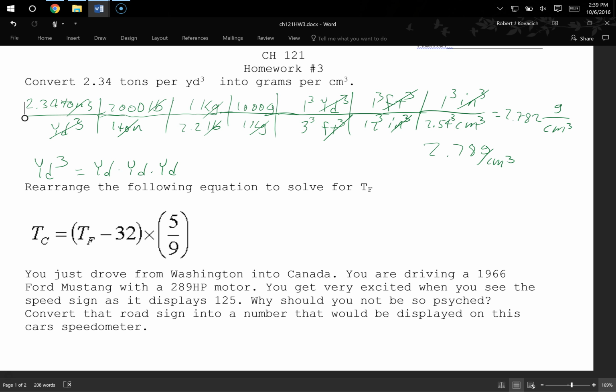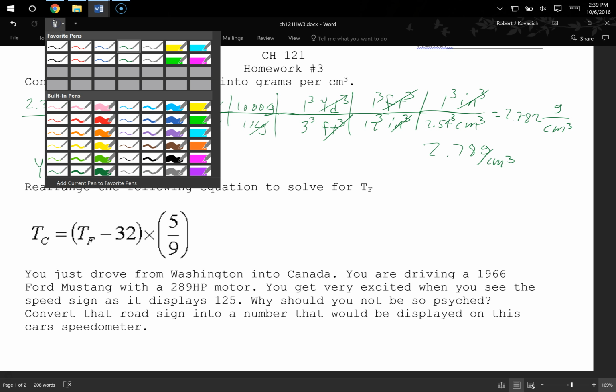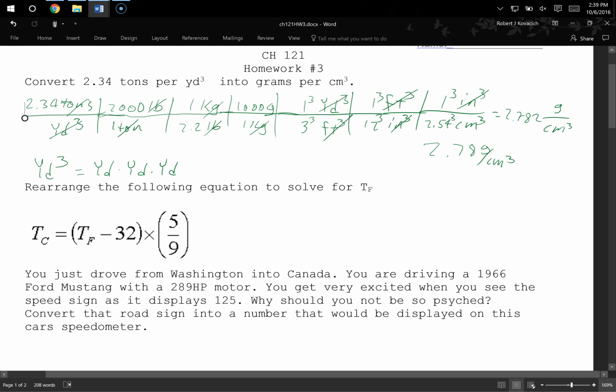Are we okay with that? That one was kind of complicated, so. But tell me what units I expect you to know in this unit conversion. Centimeters. That one right there, and I guess this one right here.